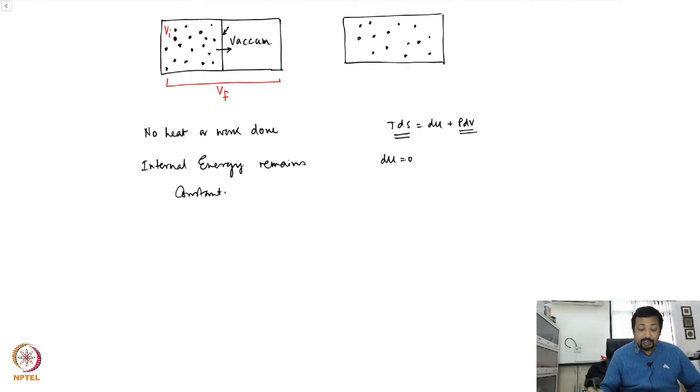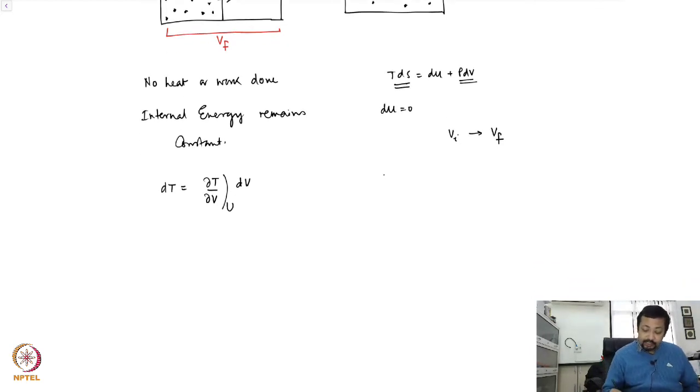Now with this constraint, I want to see if there is a change in the temperature. For that, I write dT, an infinitesimal change, as (∂T/∂V) at constant U, times dV. The volume is being changed because the gas initially occupied a volume Vi, and then it occupies a volume Vf. Here U is being held constant, N is also being held constant, but we will suppress that. This (∂T/∂V)_U is the quantity which we have to figure out.